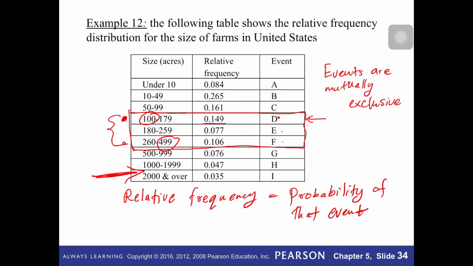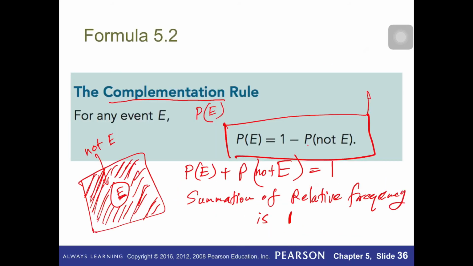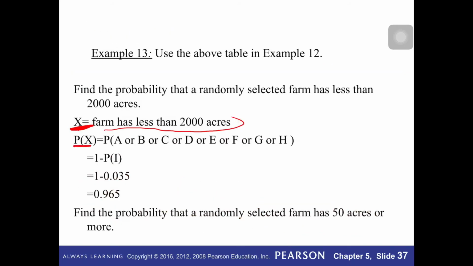So what do you have to do? What is the probability of having acres less than 2000? This one, up to this point, right? Without the last one, the summation of these values, right? Clear? Probability of X is probability of A, B, C, D, E, F, G, H. Okay, so you have to add everything together to get this value.